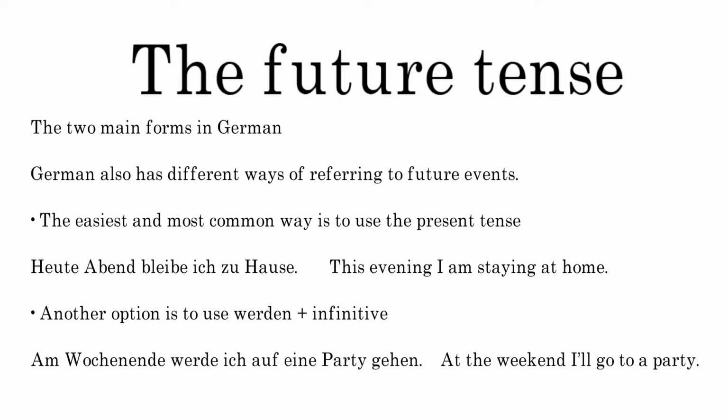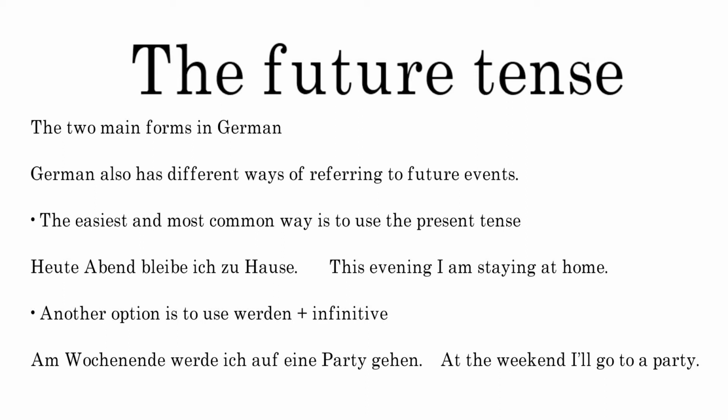My name is Ankit and today I am going to teach you the German language, and the tense is the future tense. Okay? So let's start. See, the future tense has two main forms in German. German also has different ways of referring to future events. The easiest and most common way is to use the present tense.